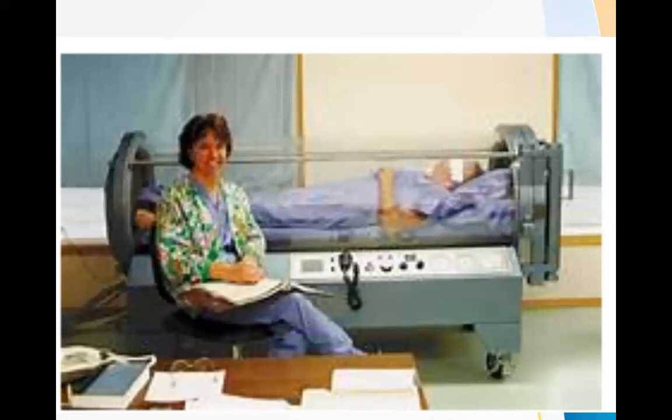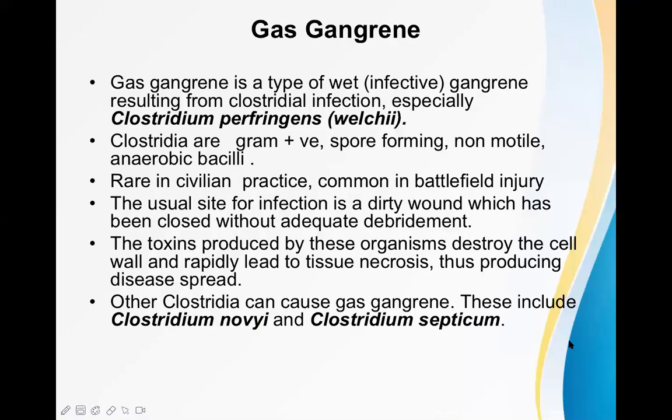So with this background information, this is a good time to enter into our topic proper, that is gas gangrene. Now this gas gangrene is caused by a bacteria belonging to the Clostridia family. The name of that bacteria is Clostridium perfringens, also known as Clostridium welchii. Welchii or perfringens is the same thing. In some textbooks it is written as welchii and in some perfringens, but perfringens is the more commonly used term.